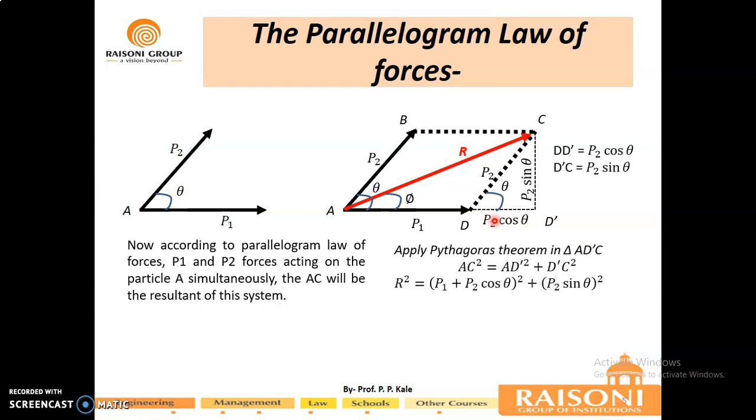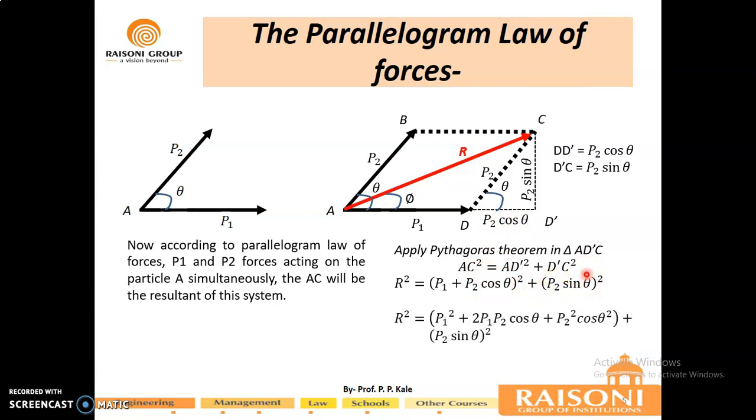From Pythagoras theorem in triangle A D dash C, this entire triangle I am taking. So AC square, that is diagonal square, is always the sum of side squares, that is AD dash square plus CD dash square. Now R square equals, what is AD dash? It is (P1 plus P2 cos theta) square plus (P2 sin theta) square.